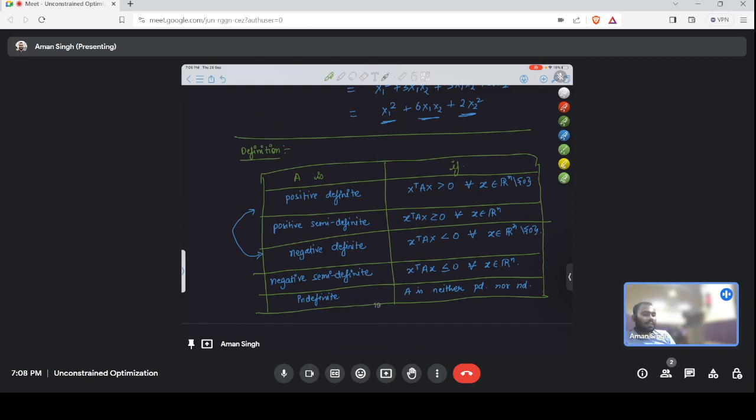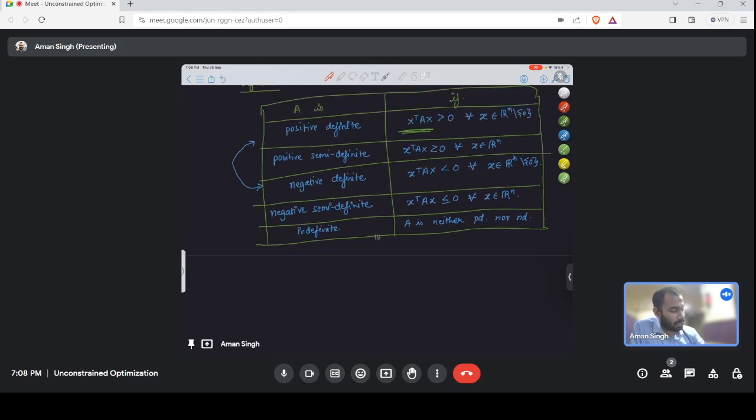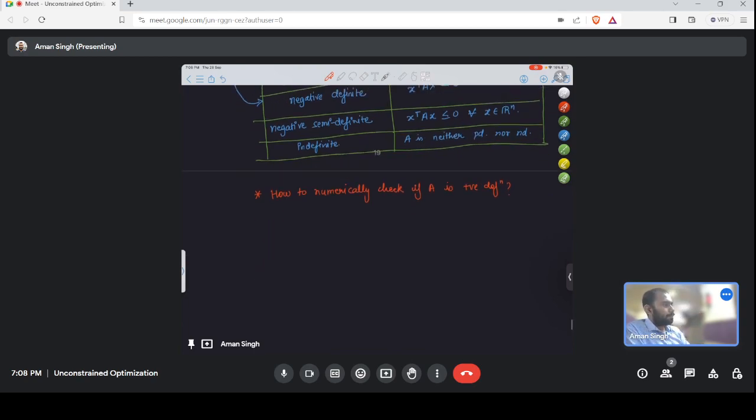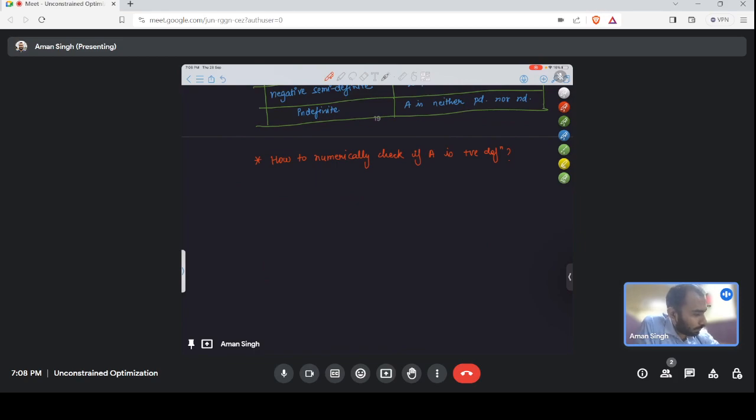But how do we check whether A is a positive definite matrix or not? For large order matrices, it's very difficult to check this condition. So how do we numerically check whether a matrix A is positive definite or not? It turns out that I'll share some results with you.